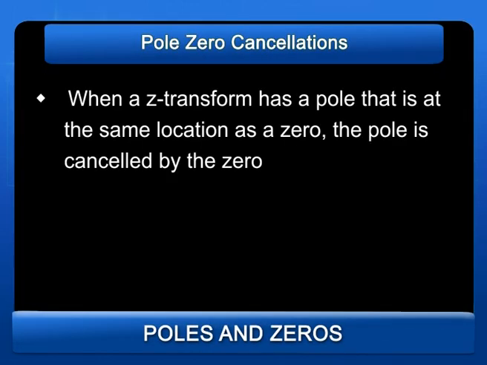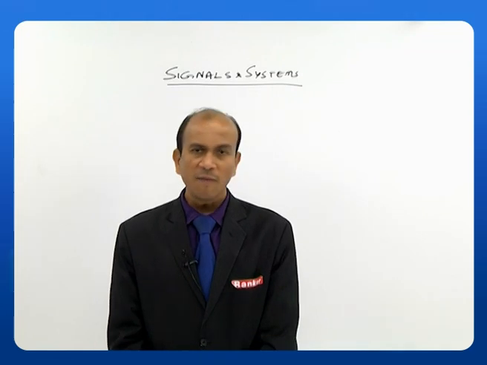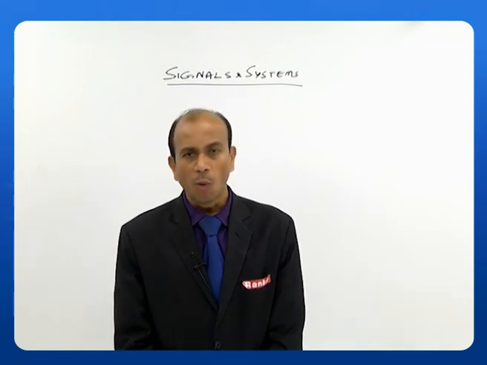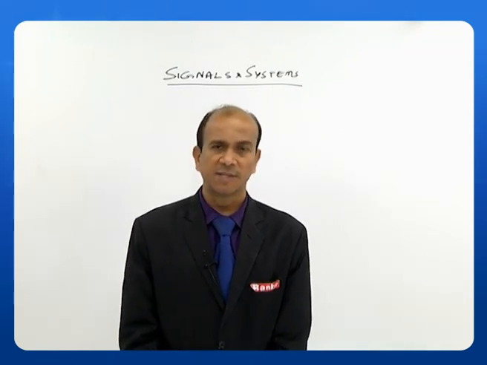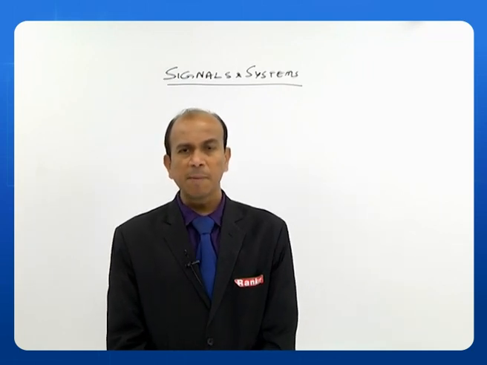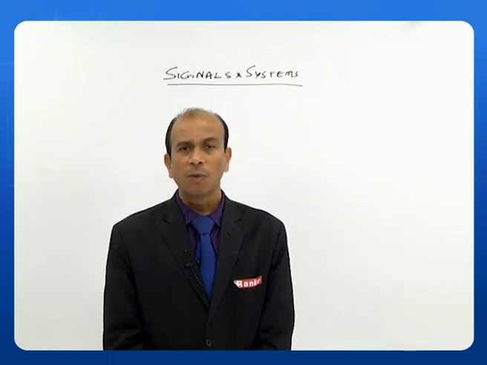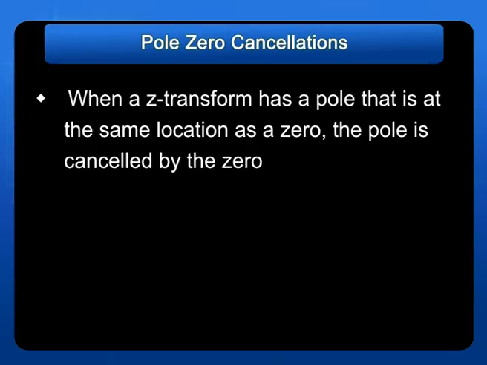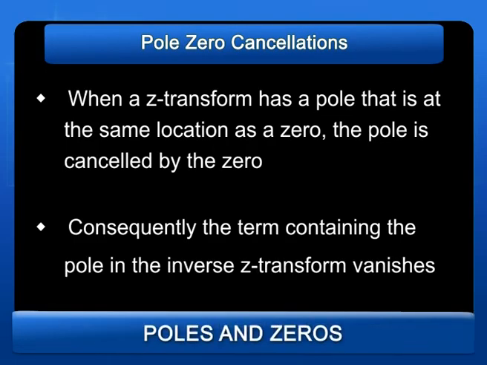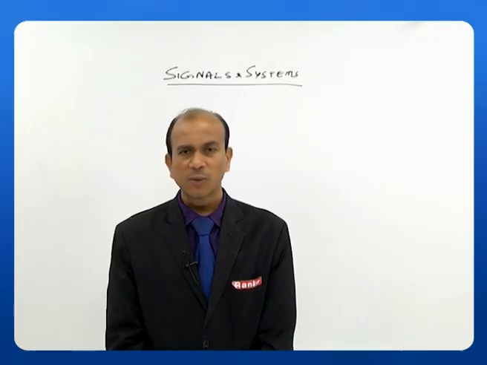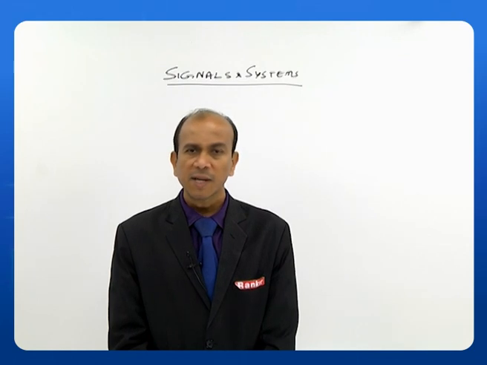When a Z transform has a pole at the same location as a zero, the pole is cancelled by the zero. In our earlier example also, we have a particular case where the pole and the zero exist at the same place. So when they do, what happens? The zero cancels the pole. Consequently, the term containing the pole in the inverse Z transform vanishes. So we don't have a pole, and the associated term in the inverse Z transform also vanishes.